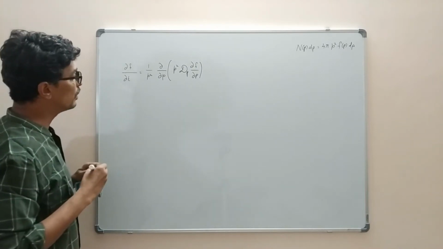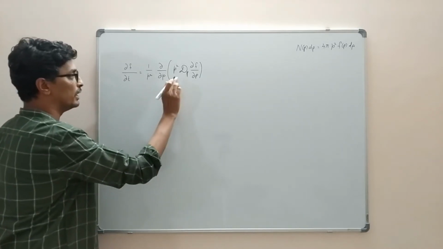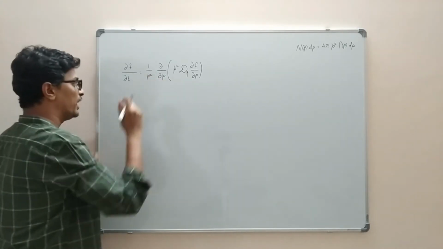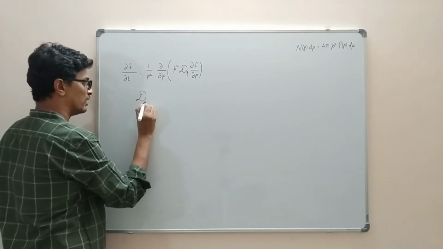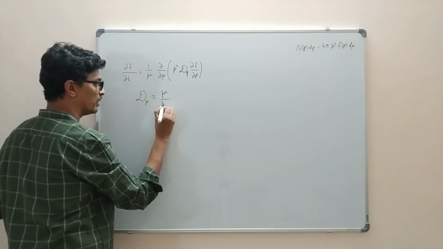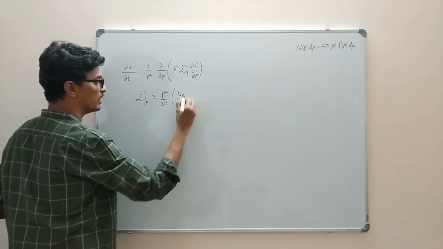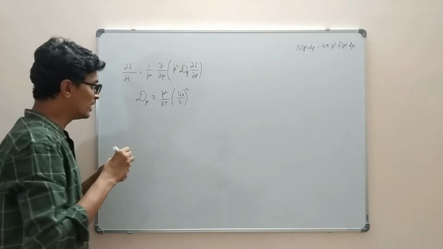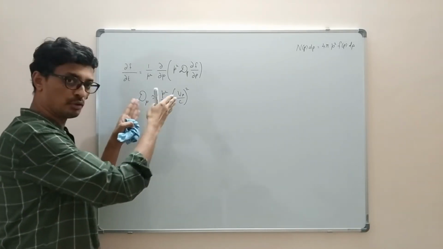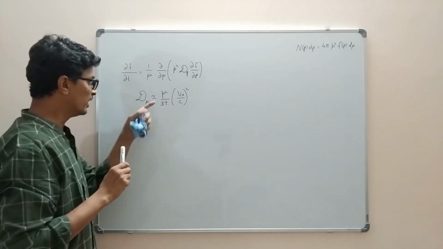I want you to accept one more thing. D_p, the momentum diffusion coefficient, can be approximated as D_p = p² / (3τ) (v_A/c)². We will accept this term also. Again, if you want to know how this term came up, you can go through the references given in the description, and then you will get it.